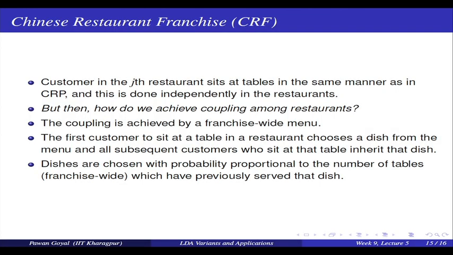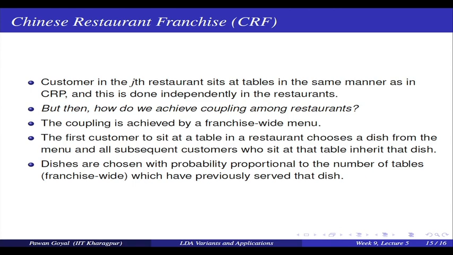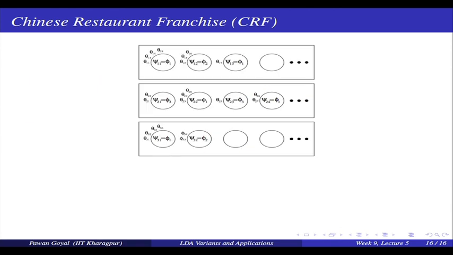And dishes are chosen with a probability proportional to the number of tables which have already served that dish. So if this dish is served at many different tables across the franchise, then it will have a higher probability. That way you are also giving a prior probability on choosing a particular dish at a given table. So it will look something like that.